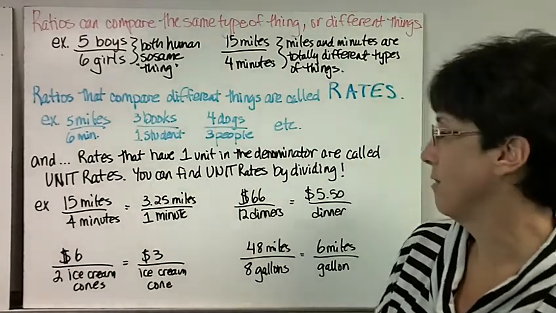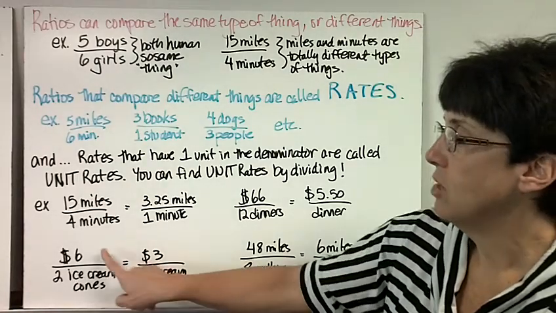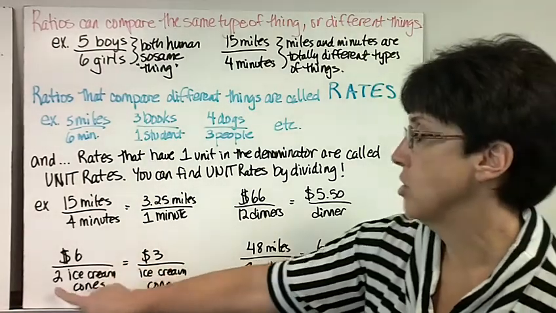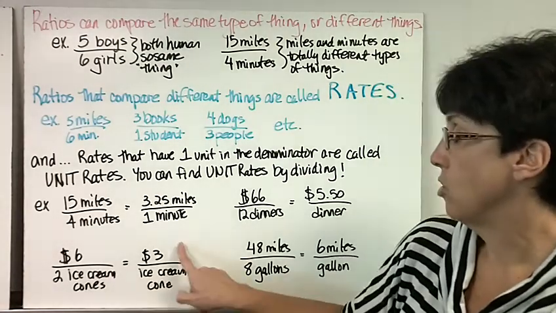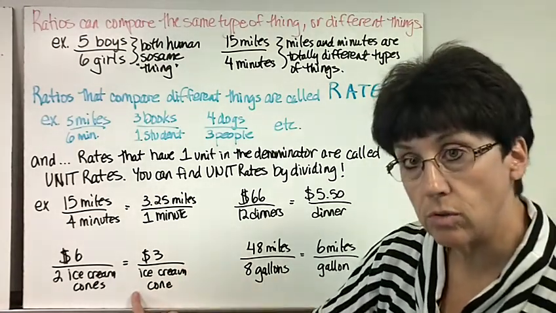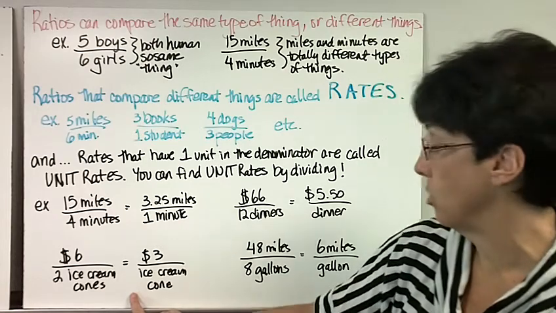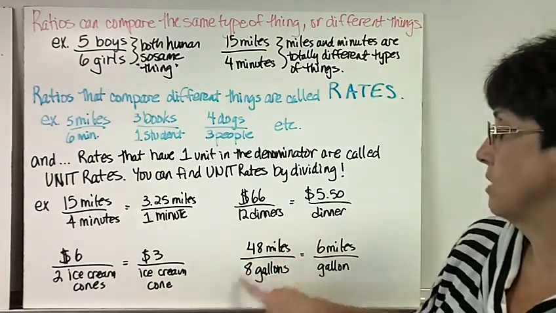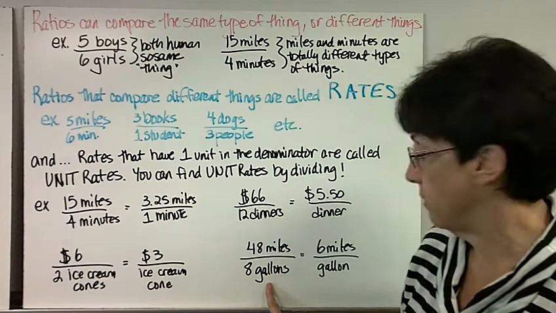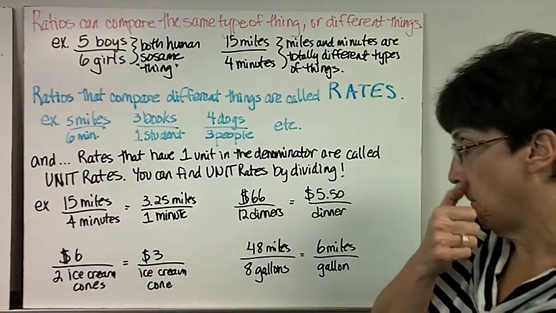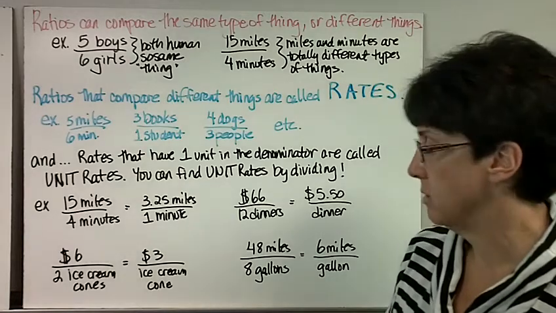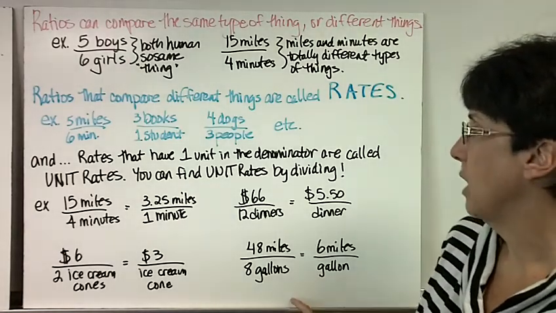Everything relates in math. So, here's the one I simplified. $6 for 2 ice cream cones. If we were going to simplify that, we would say $3 per ice cream cone. This is simplifying and it's getting a unit rate. 48 miles for 8 gallons. Simplify that, 6 miles per gallon. That's if you're driving a Hummer. Hopefully nobody's getting that bad of gas mileage, right?